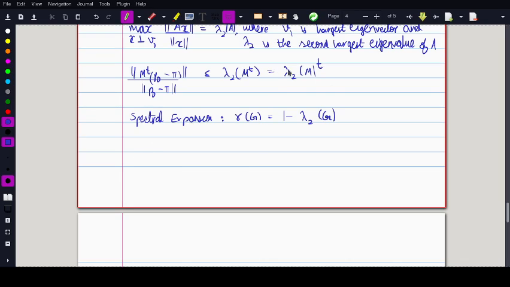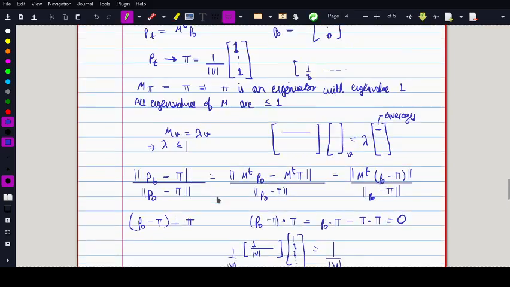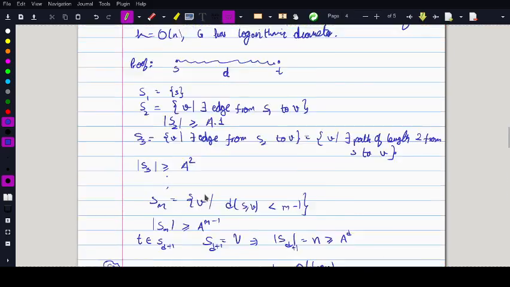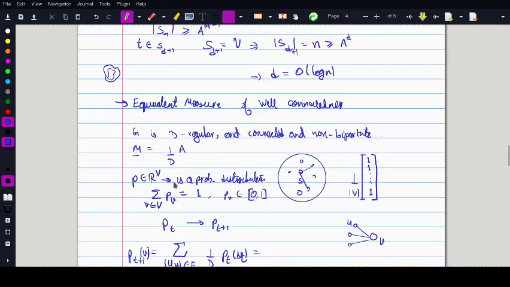This is called the mixing time, I think. So the mixing time of the Markov chain will be small. And then we have a theorem which I shall not discuss, but it's a very interesting theorem because it relates the notion of spectral expansion that we did to the original notion of expander graphs, the original way we defined them.